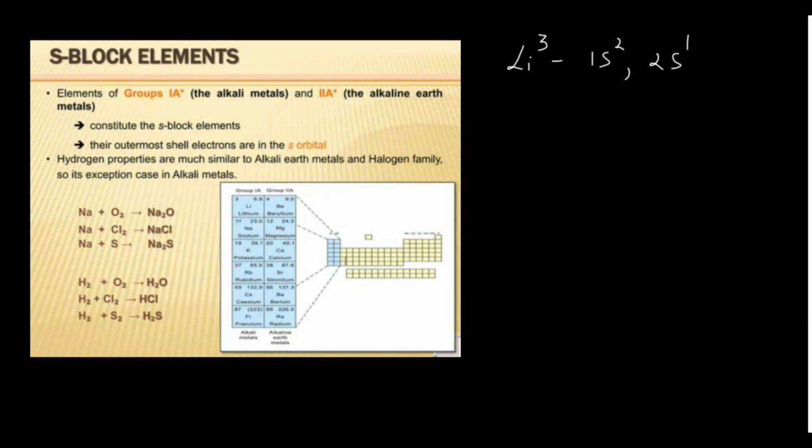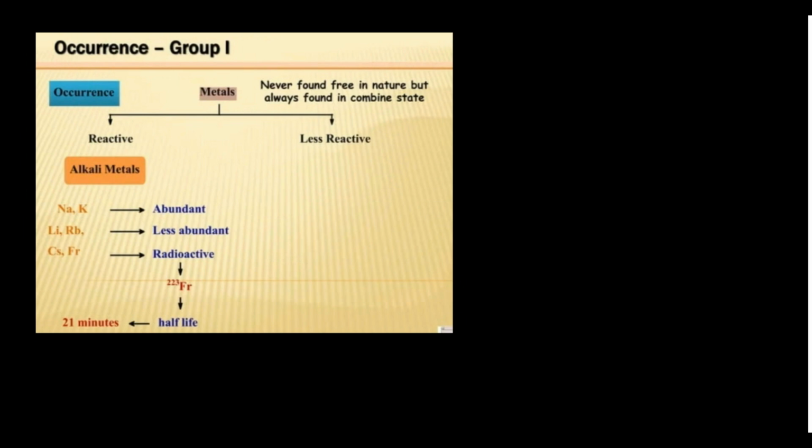Now the next thing is where they actually occur. What should be the occurrence for this? So here you can see the occurrence of the group 1 metals. They are very reactive ones, please remember this. Basically sodium and potassium. I have already written: this is lithium, then sodium, then potassium, this is rubidium, this is Rb, then cesium, and then francium, just like that.